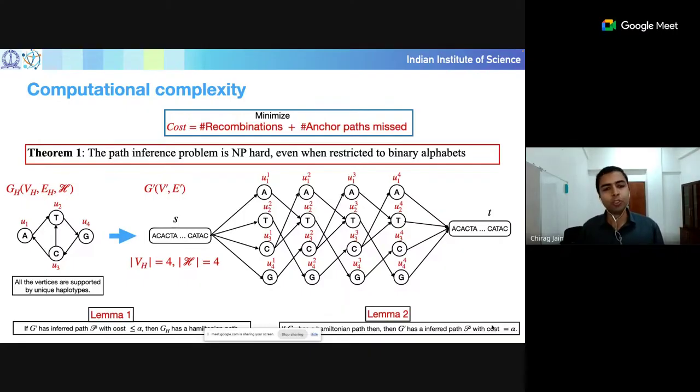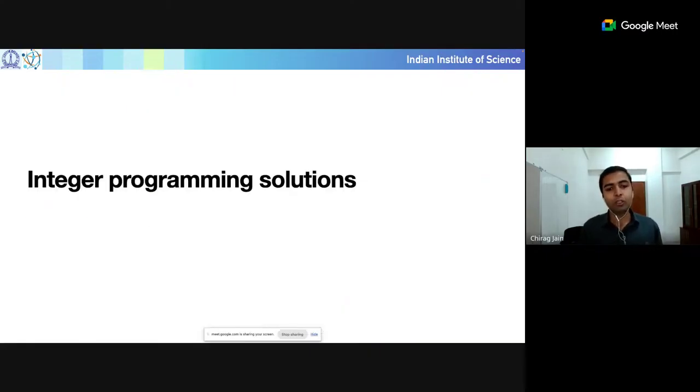So then what do we do? Should we give up, or should we design some kind of efficient solutions that can still work on practical instances? Well, it turns out that this problem can be solved efficiently using integer programming. In the next few slides, I'm going to walk you through the integer programming solutions that we have developed to address this problem. And in the end, I will show you that even if the problem is NP hard, we can use these efficient integer programming solutions to scale to problem sizes that are practically relevant.